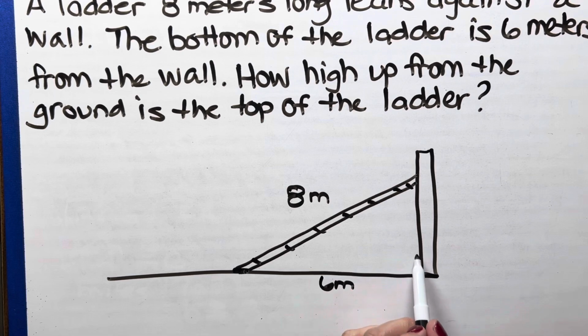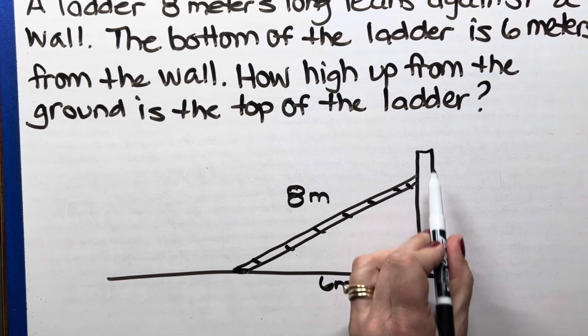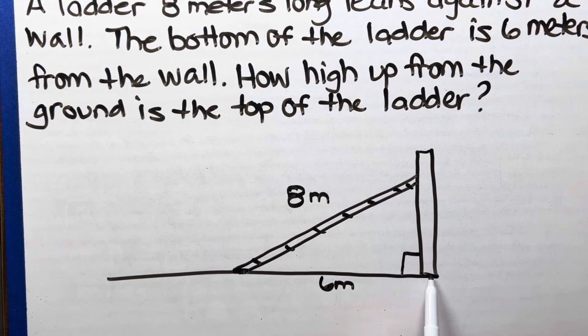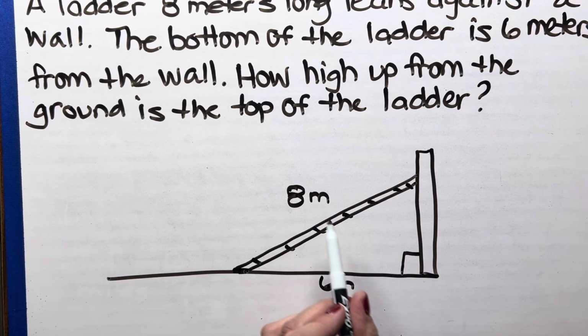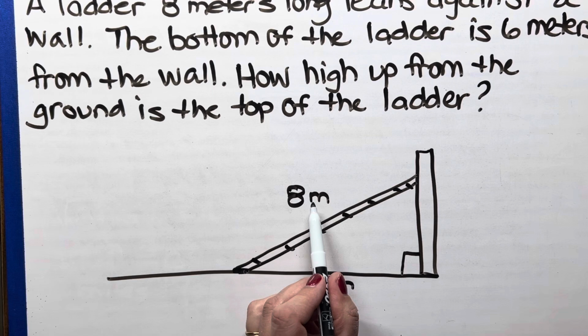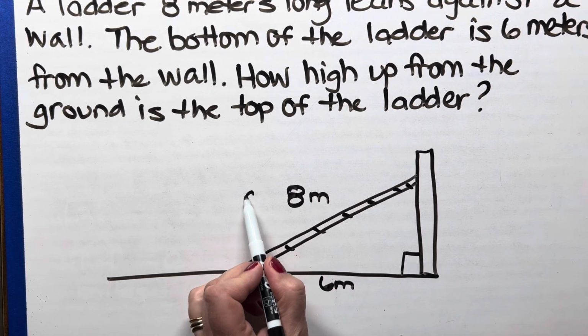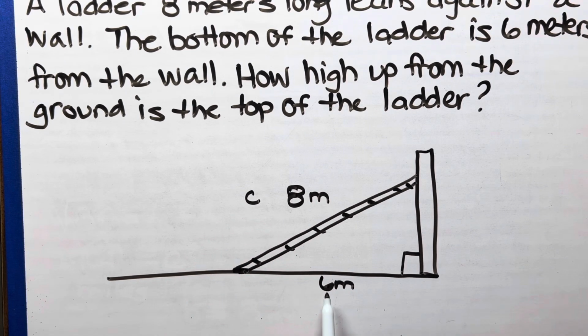Now, I know my right angle needs to be right here because a wall is perpendicular, forms a right angle with the ground. So here's my right angle. That tells me that my 8 meters is my hypotenuse, so that's my C value. The 6 meters must be one of my legs, so I'm going to label that B.